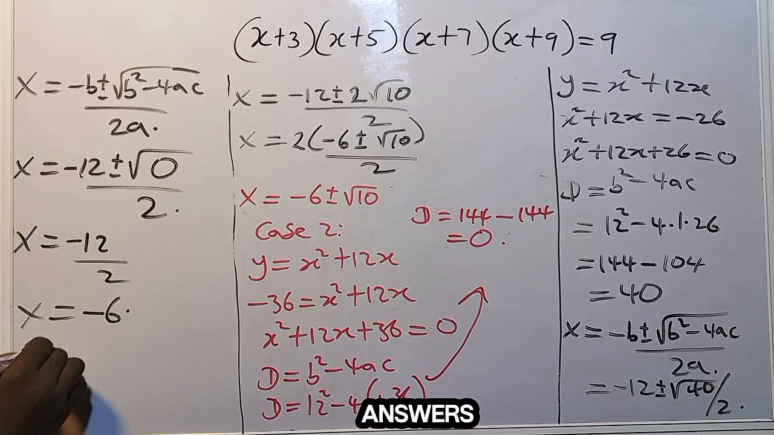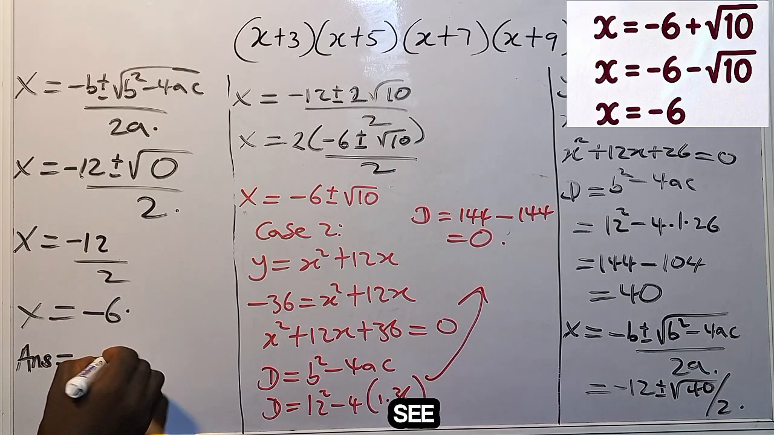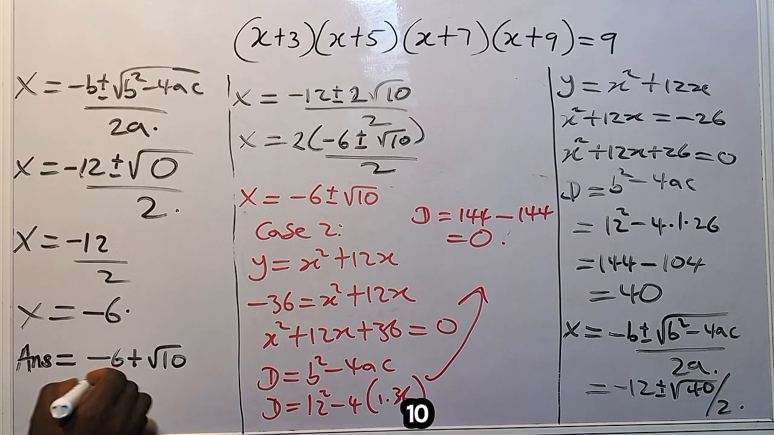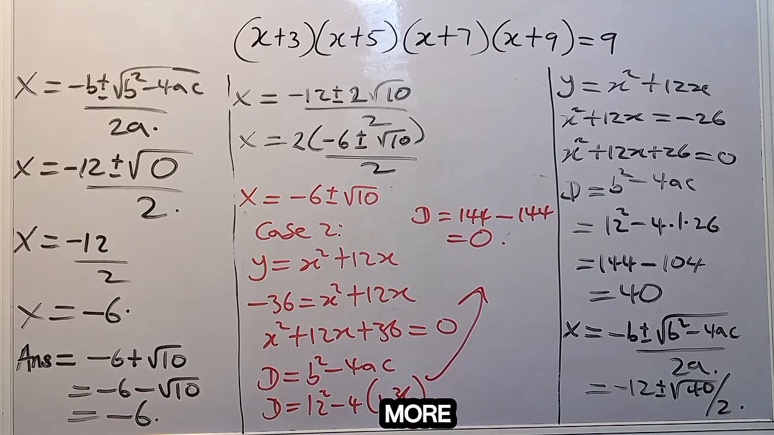Now, the final answer to this expression will be 3 answers. The first is what we got here: minus 6 plus square root 10, and at the same time, minus 6 minus square root 10. And last but not least is minus 6. Did you see that now?